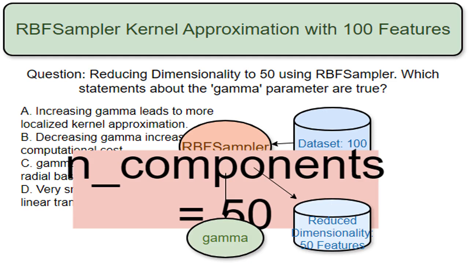Gamma is the crucial parameter in RBFSampler. It controls the width of the Gaussian radial basis functions used in the kernel approximation. A smaller gamma means wider functions, while a larger gamma means narrower functions. Think of it like this: gamma controls how spread out the influence of each data point is in the approximation.